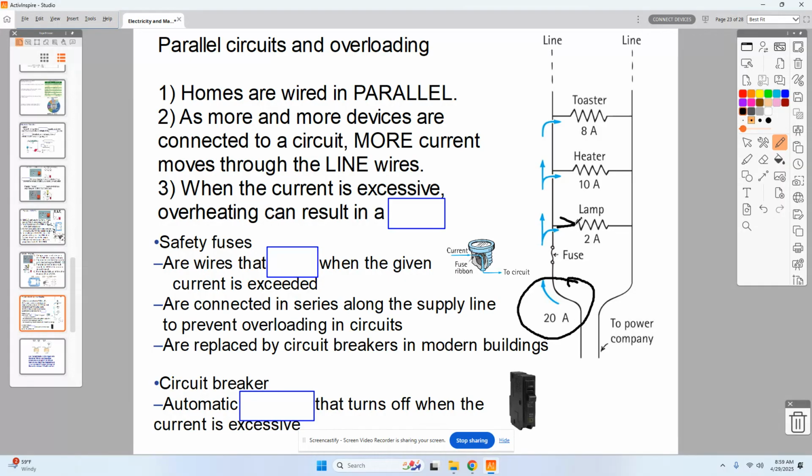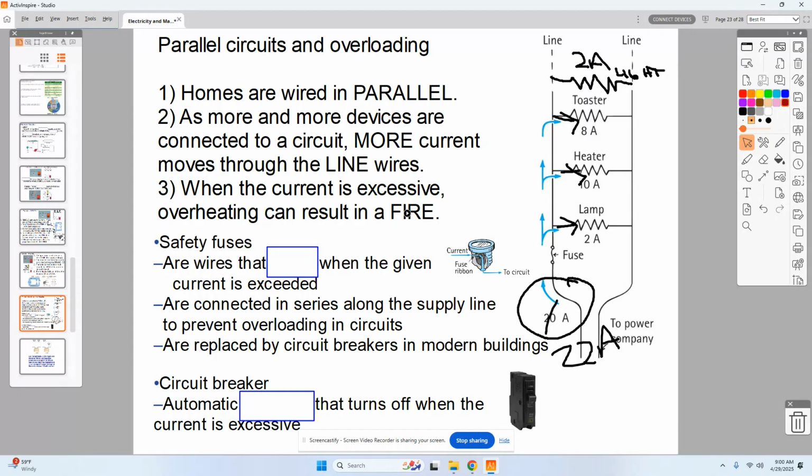2 of it goes through the lamp, 2 of it goes through the heater, or 10 of it goes through the heater, 8 of it goes through the toaster. If you go in and say, oh, I'm going to turn on a light, and that light pulls 2 amperes, so this might just be a light, that current would then go from 20 to 22 amps. And if you have a 20 amp breaker there, that's going to probably trip that breaker. Okay, so if you plug in more and more things, we have excessive current that could result in a fire.